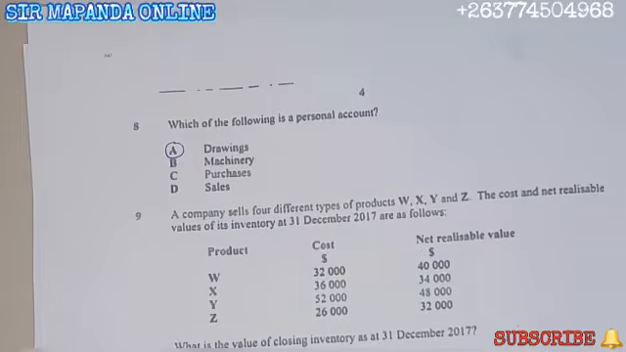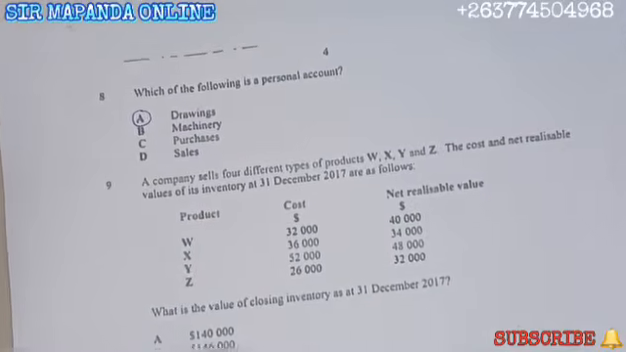Purchases was going to be a personal account if it was purchases ledger. Same applies. Sales was going to become the answer if it was sales ledger. I hope you are following. We move on to question number 9.